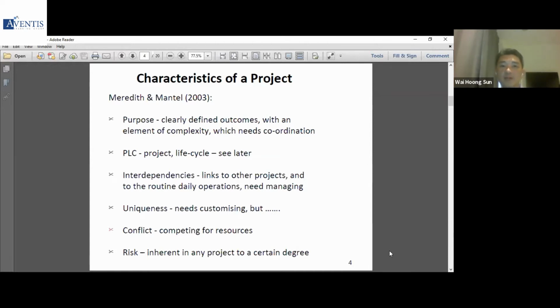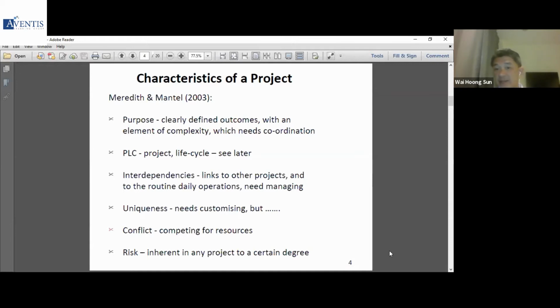PLC, project life cycle, right? So as you'll see later, projects go through different cycles, and especially in what we call the waterfall technique, there are five cycles in general for the waterfall technique. It can be shorter, right, where we can merge some of these life cycles together. But as you see, there's a life cycle.